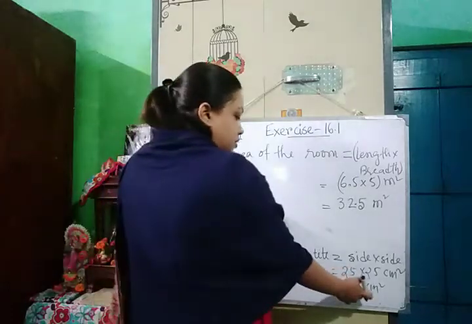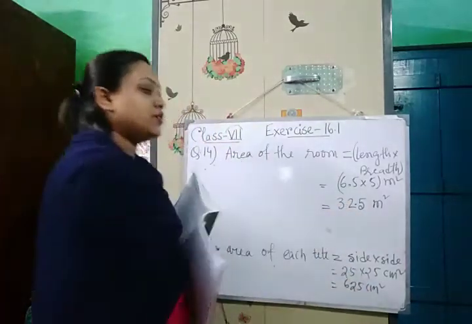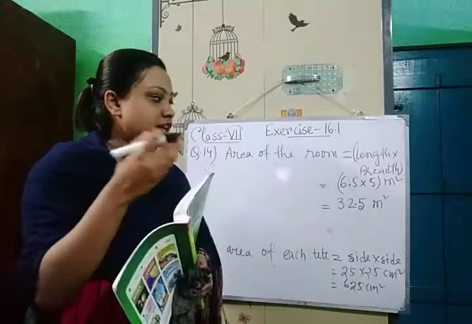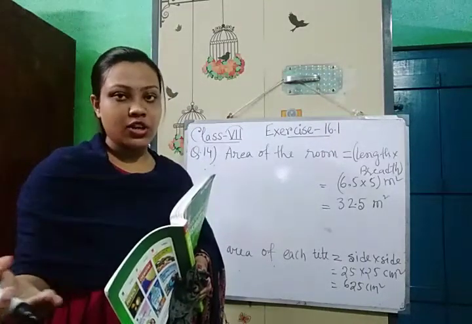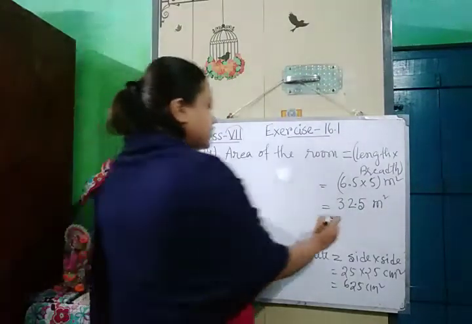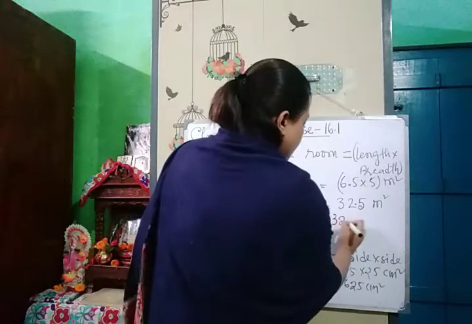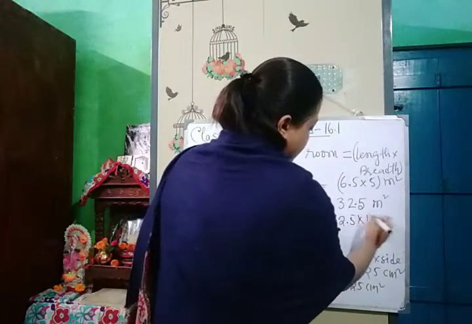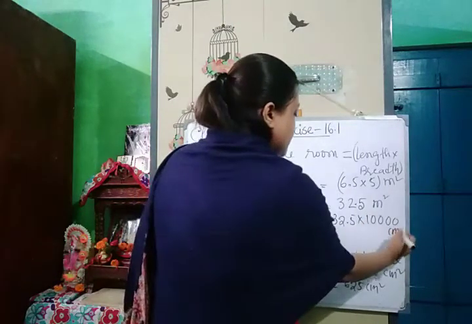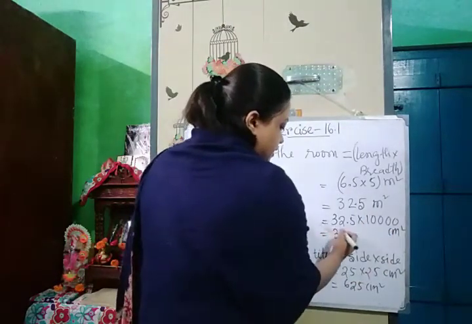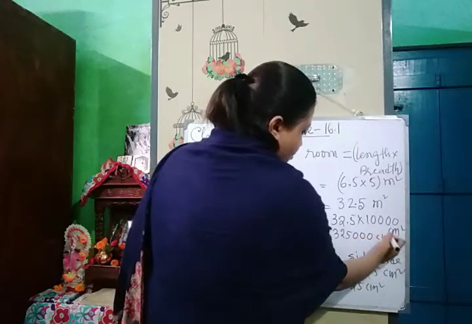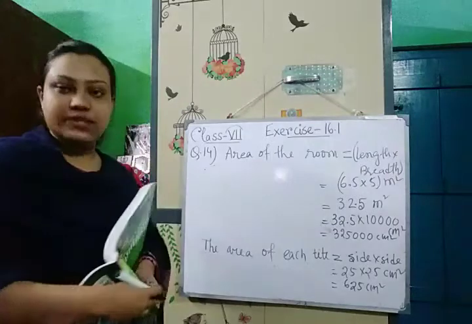Now this is in the unit centimeter square and this one is in the unit meter square. So we will convert one unit to another. We can convert the higher unit to the smaller one. So I am converting meter square to centimeter square. How can we convert meter square to centimeter square? By multiplying 10,000. This much centimeter square. So it will be 325, then another 3 zeros will be there. 325000 centimeter square.